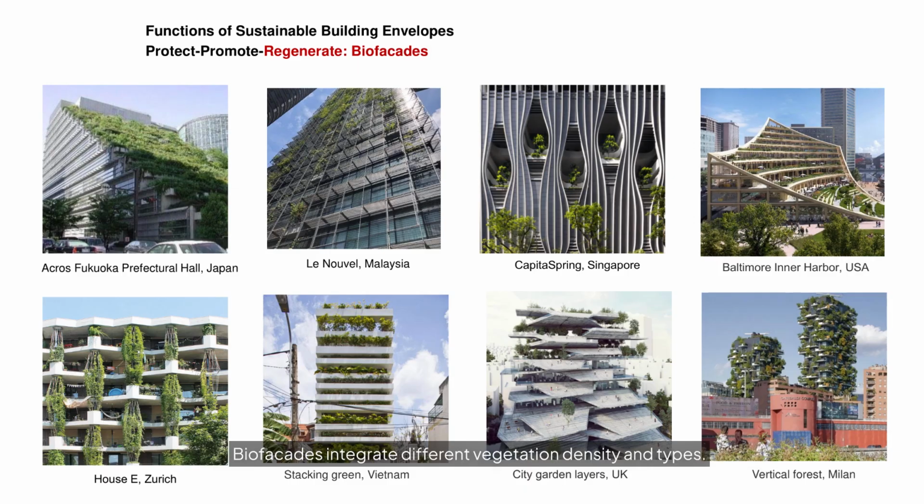Biofacades integrate different vegetation density and types. Light vegetation with climbing vines is featured in House E, Zurich, and Le Nouvel, Malaysia. Moderate layering using shrubs and perennials is evident in Stacking Green and City Garden Layers. High biomass, tree-scale vegetation is used in Vertical Forest, Milan, Acros, and CapitaSpring, where full trees and dense foliage dominate the facade.